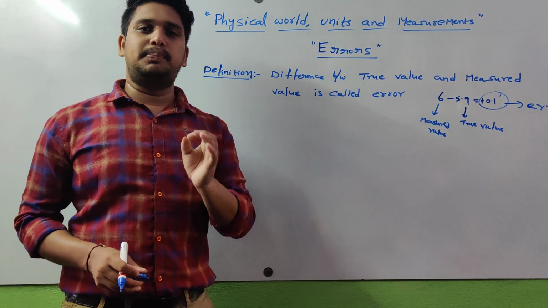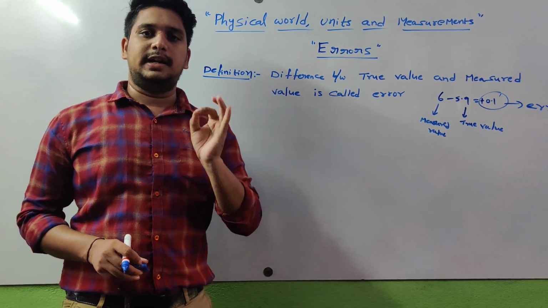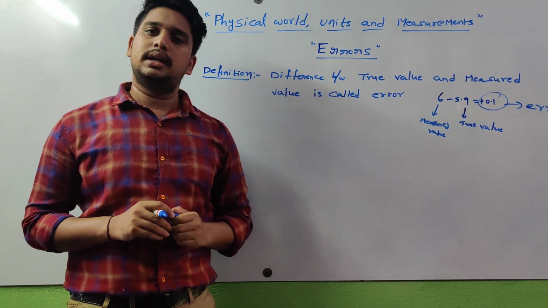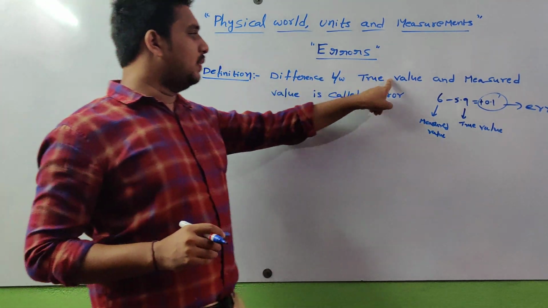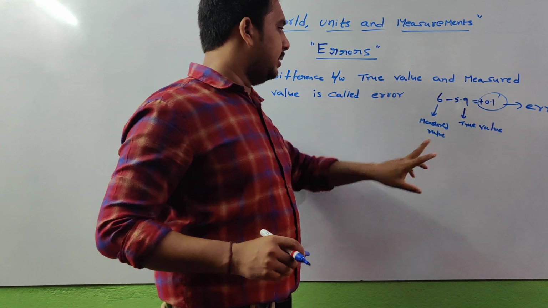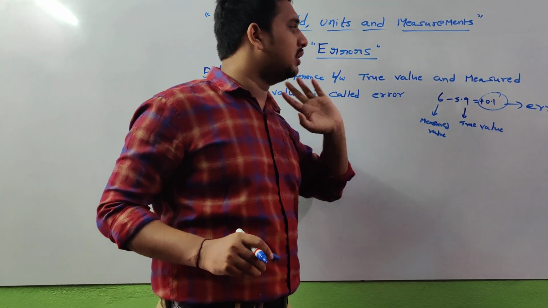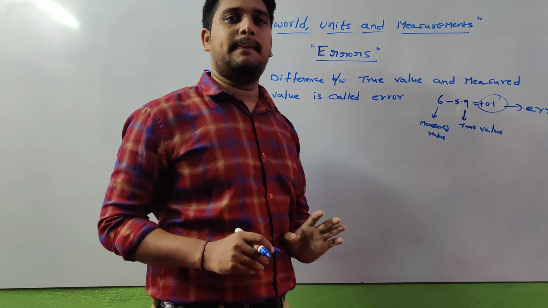Simple students, don't panic here, don't memorize by heart. The difference between true value and measured value is called error. So here the true value is 5.9, the measured value is 6. The difference between these two is 0.1, and that 0.1 is called error.